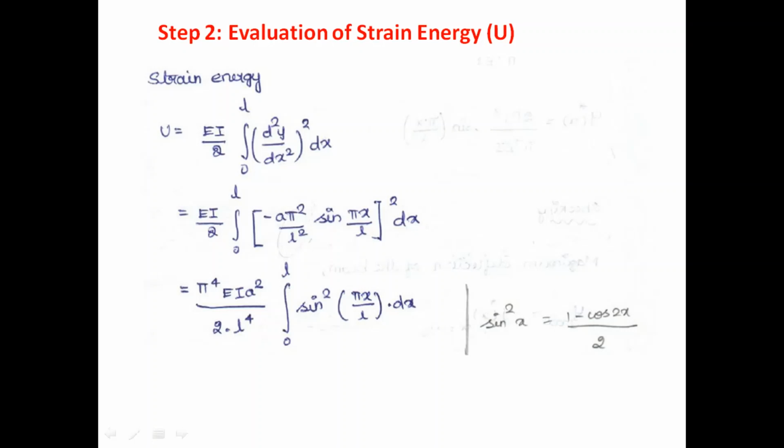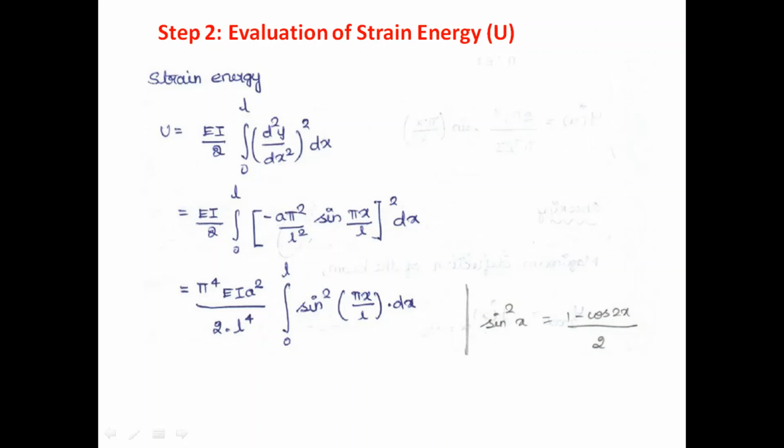Now when you substitute this d square y by dx square, you have to square it. So squaring gives a square pi power 4 by L power 4. We take outside a square pi to the power 4 by L power 4, and the remaining EI by 2 is there. Then integral sin square pi x by L dx. There is no standard formula for integration of sin square x, so we have to use the cos 2x formula. Cos 2x is equal to 1 minus 2 sin square x. So we are using that formula.